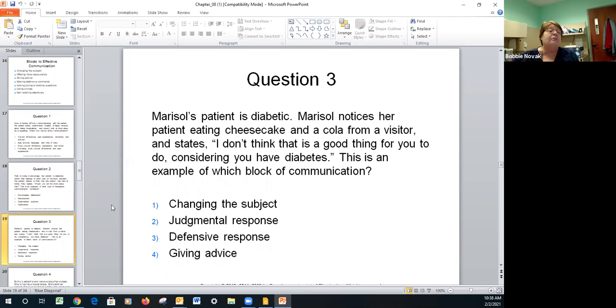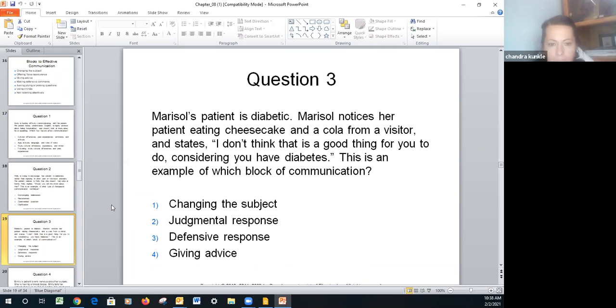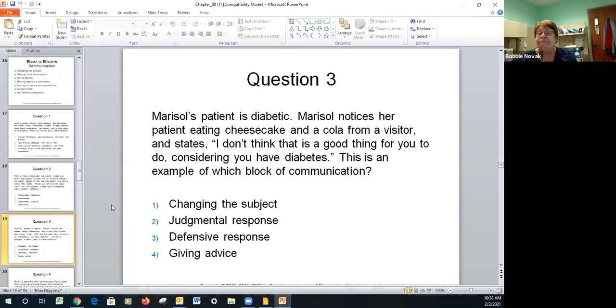Marisol's patient is a diabetic. Marisol notices her patient eating cheesecake and a cola from a visitor and states, "I don't think that's a good thing for you to be doing considering you have diabetes." What communication block is that? Judgmental response. Very judgmental, yes. Are you going to get any cooperation from your patient with that? No, they're going to have another piece of cheesecake.